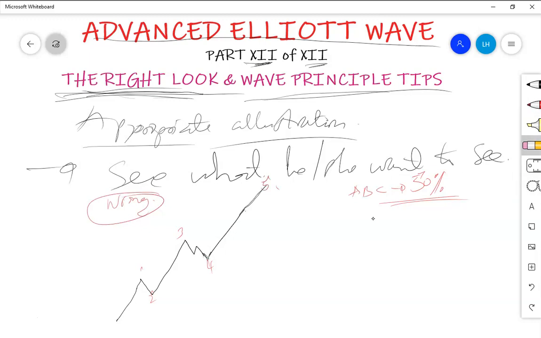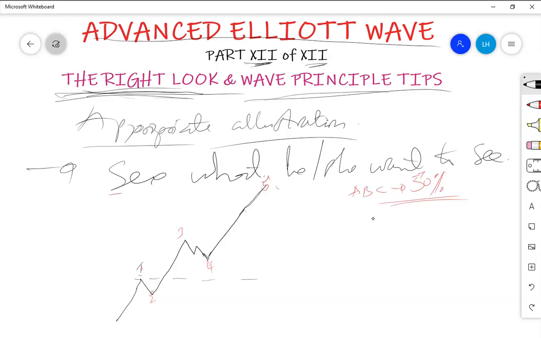Now the first one was a wrong look. Now this is the right look. Why is this the right look? This is the right look because in a 1, 2, 3, 4, 5, usually we expect the fourth wave not to enter the price territory of wave 1. When you find that a fourth wave ends slightly above the first wave, it is clear that this is the 1, 2, 3, 4, 5. That's the first strong reason why this will be the 1, 2, 3, 4, 5.